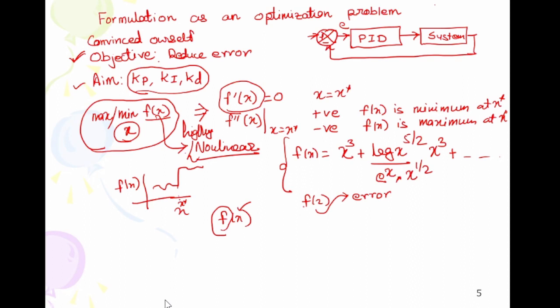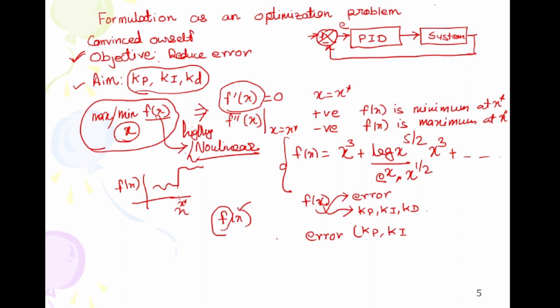Now, can you tell me what will be x? Error is dependent on what? The transfer function is fixed. You want to change the output. So the only option available for you to change the output is to change the value of Kp, Ki and Kd. Okay. So your function is error and the x, that is the independent variable of the function, is Kp, Ki, Kd. Are you able to get it? So you are having error as a function of Kp, Ki, Kd.